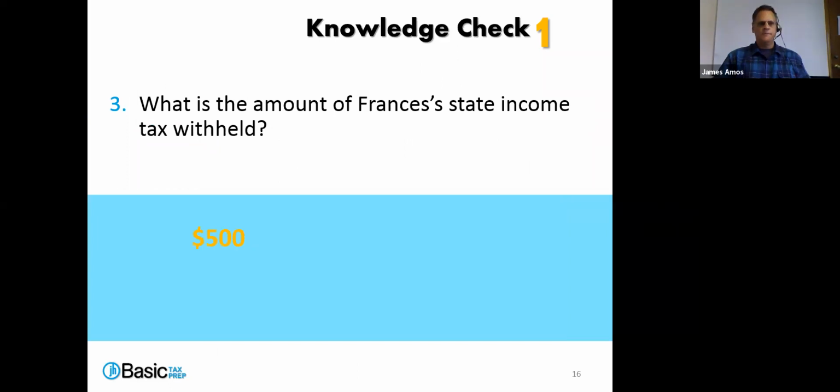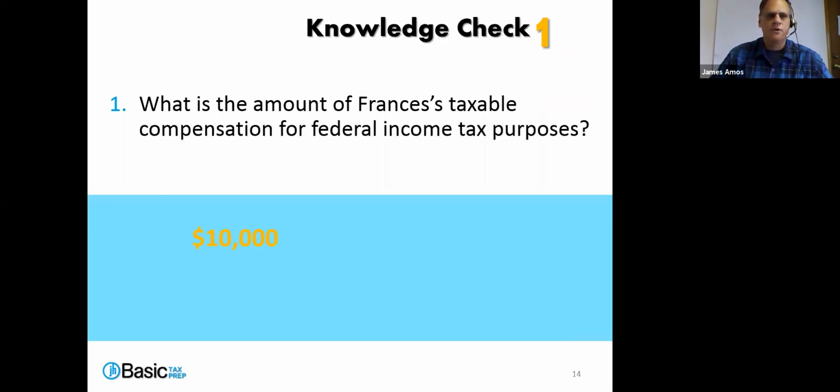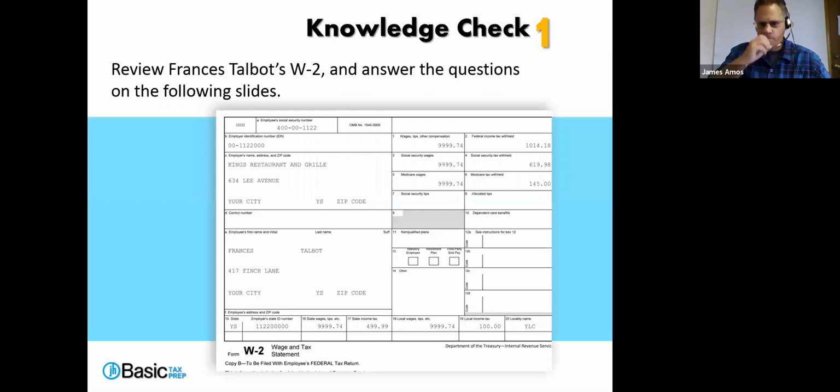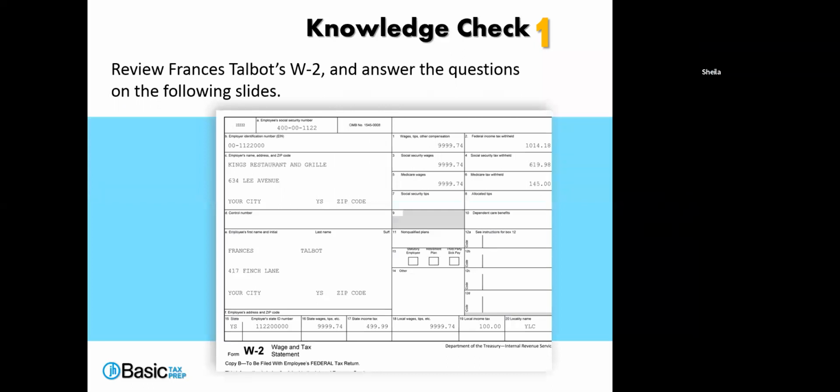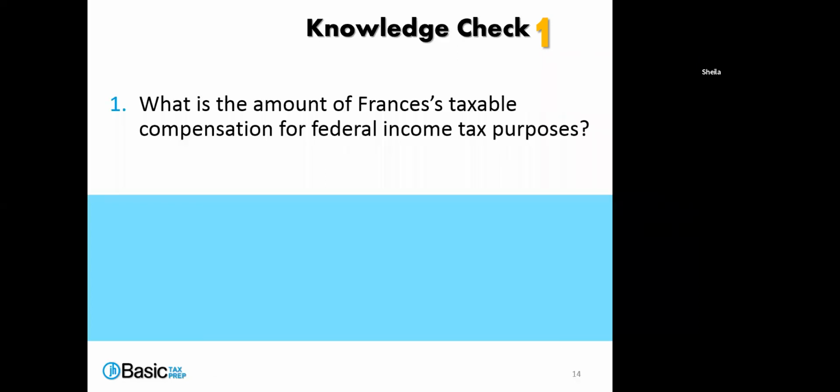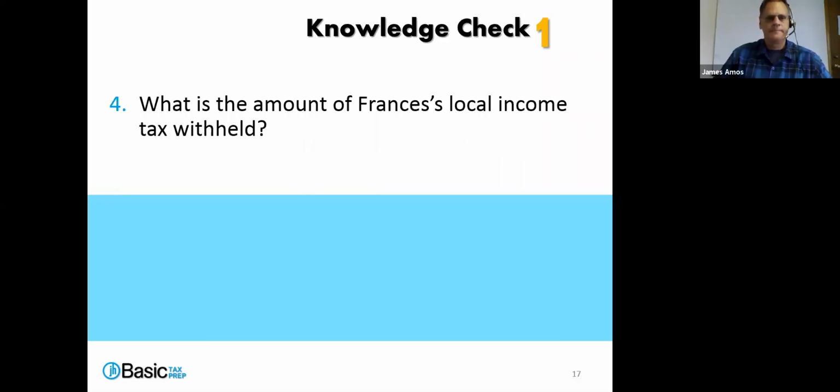Sorry, I'm jumping back and forth. Oops, and I just jumped right past that. And so, Sheila, can you answer this next one? How much local income tax was withheld on this? Yeah. $100. That's exactly right. There we go, $100. Perfect.